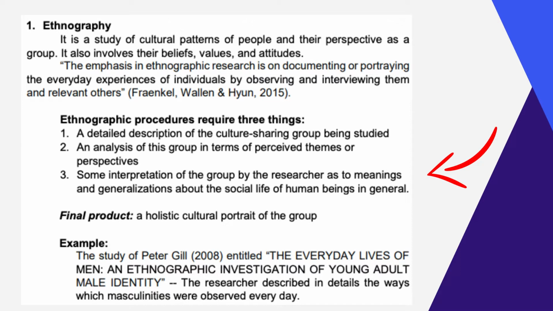It requires 3 things: description of the culture being studied, analysis of perceived themes or perspectives, and your own interpretation of their meanings and generalization about the social life in general. The expected output here is a holistic cultural portrait of the group being studied. For example, the study by Peter Hill in 2008 is entitled The Everyday Lives of Men, an ethnographic investigation of young adult male identity. The researcher here described in detail the ways which masculinities were observed every day.